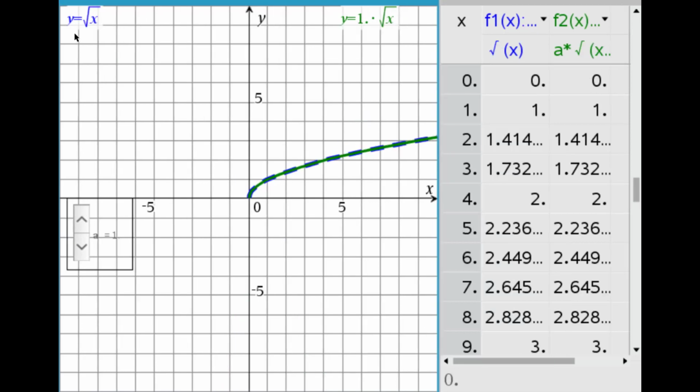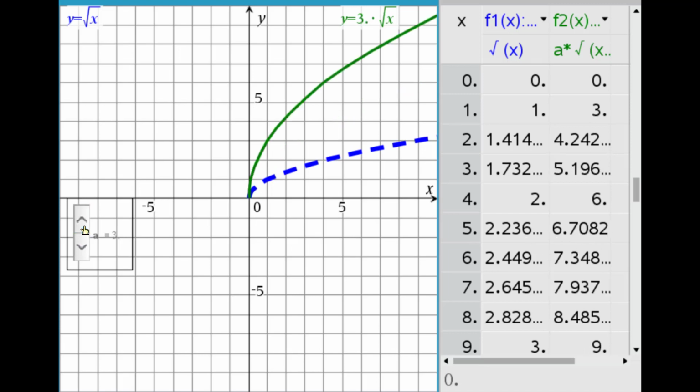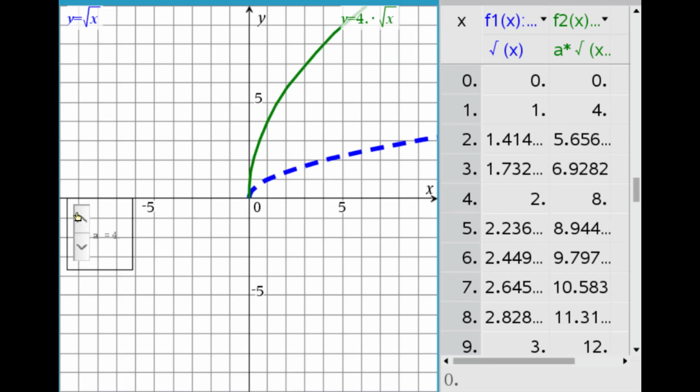Now we're going to look at the parent function being y equals the square root of x. That'll be the blue dash function. The green one is the one that is controlled by this slider right here. Right now you can see that the y coordinates are the same. So let's increase a to 2. Y equals 2 square roots of x. Notice the y coordinates, especially the ones that are whole numbers, are easy to see. Y equals 3 times the square root of x. What's going on in the graph, what's going on in the table.